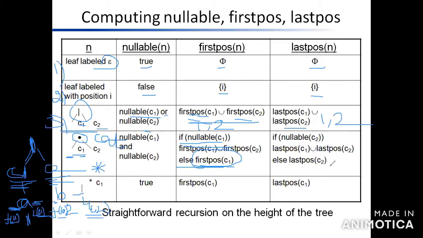Again check the last position: same thing. If C1 is nullable, you merge the last position of C1 and the last position of C2. Otherwise you write the last position of C2. For first position you write the C1 value, for last position you write the C2 value, not C1. That is the main thing you have to differentiate. If the node is nullable, merge the C1 and C2 values for both first and last position. If not nullable, write the C1 value for first position and the C2 value for last position.